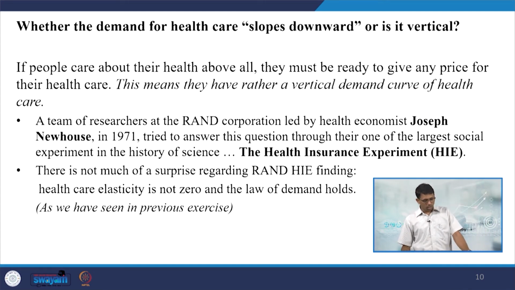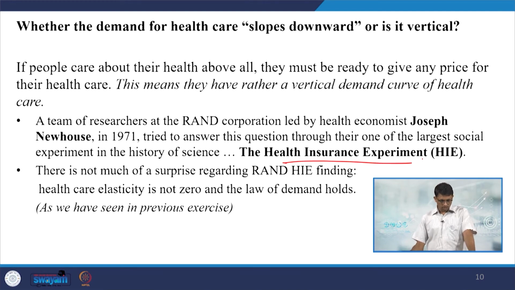Okay. Now, we will also cross check with this, whether it is downward sloping or vertical. If it is perfectly elastic, then it will be vertical. We will be citing here some of the example from another health insurance experiment of the RAND Corporation Institute, and a team of researchers at the RAND Corporation led by the health economist Joseph Newhouse in 1971 try to answer these questions through one of the experiment, one of the largest social experiment in the history of science. That is actually called health insurance experiment.